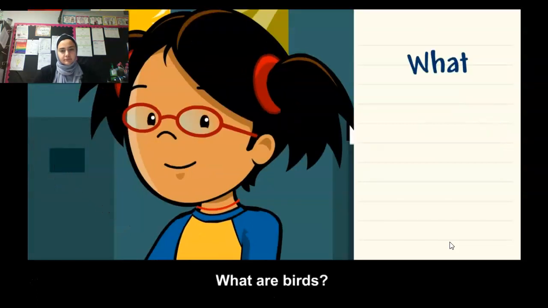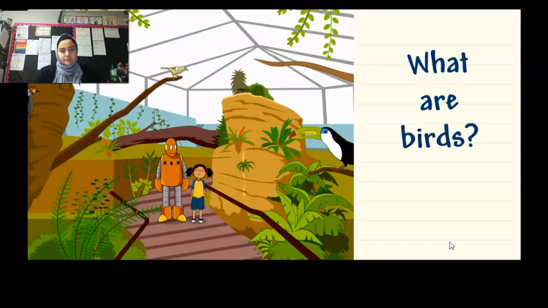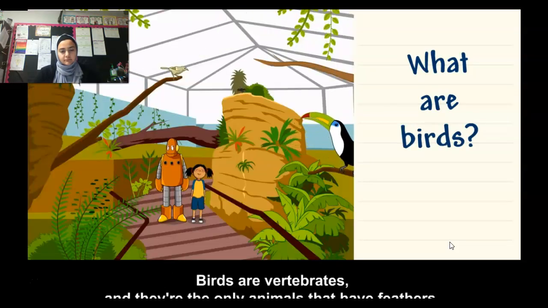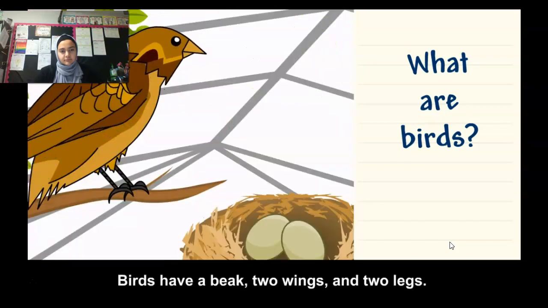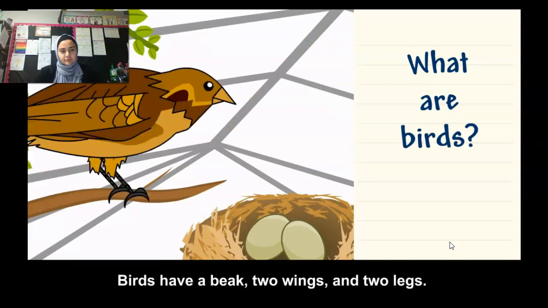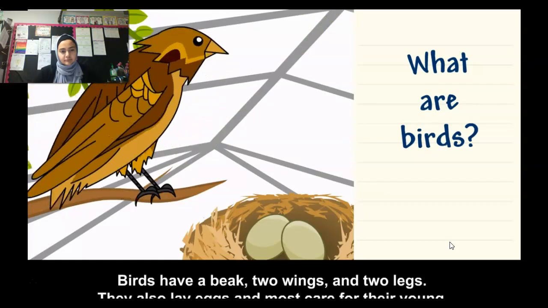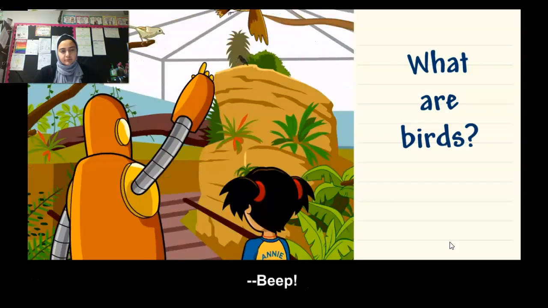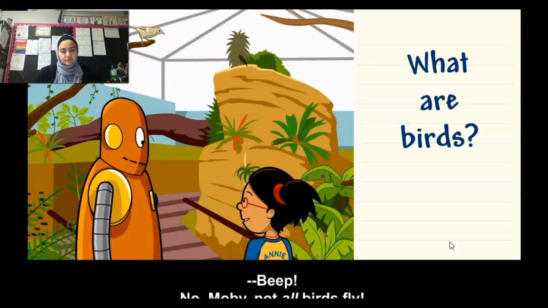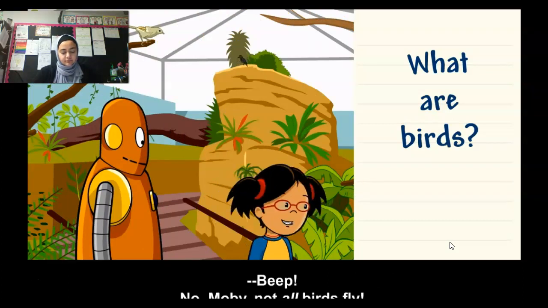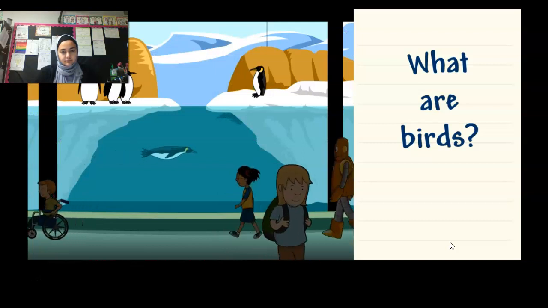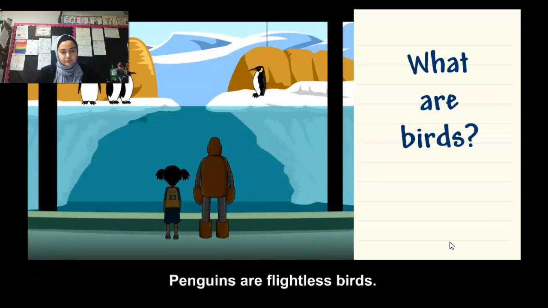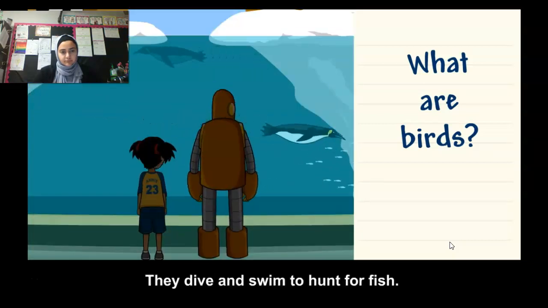But what are birds? Birds are vertebrates, and they're the only animals that have feathers. Birds have a beak, 2 wings, and 2 legs. They also lay eggs, and most care for their young. No, Moby, not all birds fly. Penguins are flightless birds. They dive and swim to hunt for fish.